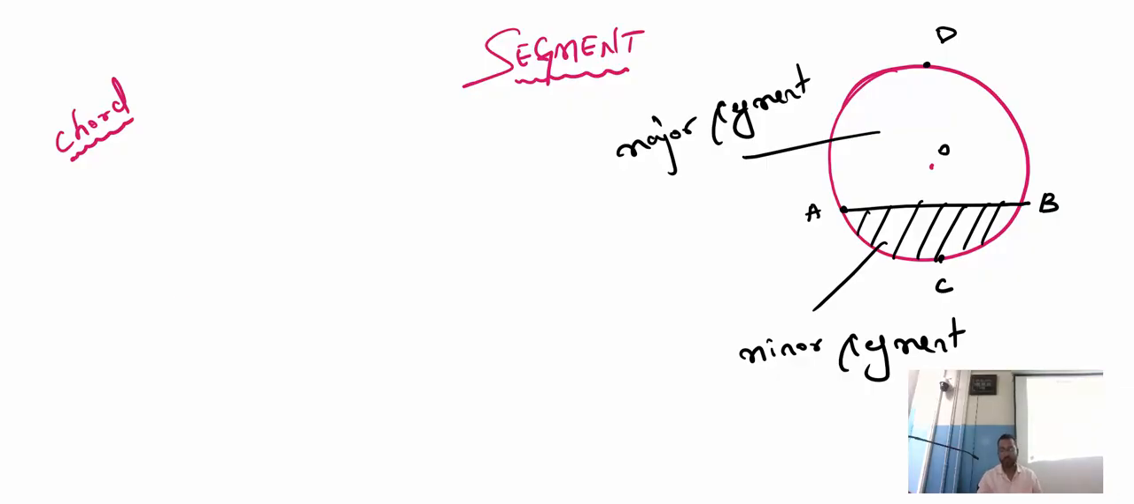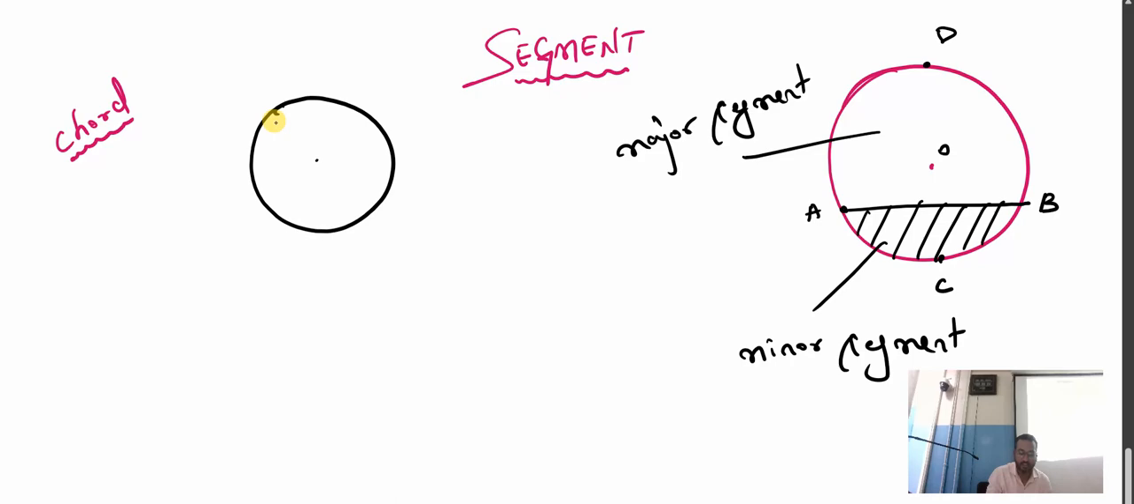Yeah, students. Observe here. Now, how to find the area of the minor segment? To find the area of the minor segment, first what should we do? First, let me understand that. Suppose this is a circle. This is the chord.